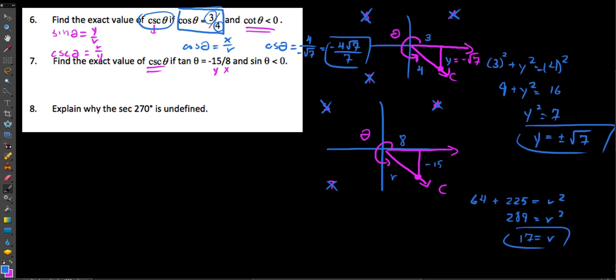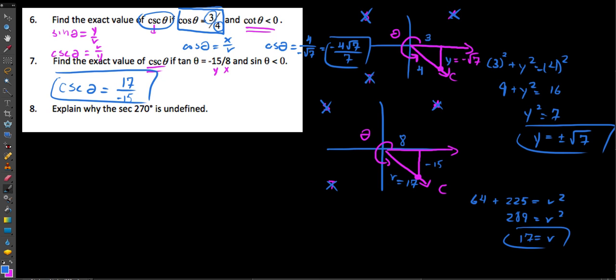You'll notice I didn't write plus or minus 17, because r has to be positive all the time. If it's an r value, it's a distance. So, looking at this, it says let's find the cosecant of this angle. We've got everything we need. We know the cosecant of an angle is the reciprocal of sine. So if sine is y over r, this is r over y, and our r value in this case is 17, and our y value is negative 15. So again, it's about knowing how to use your definitions of the trig functions.